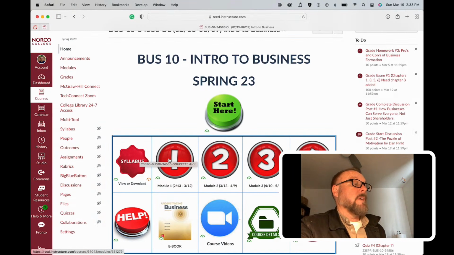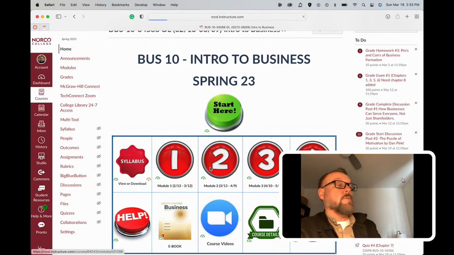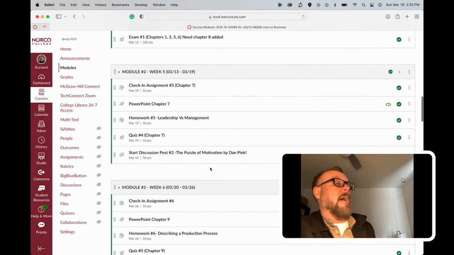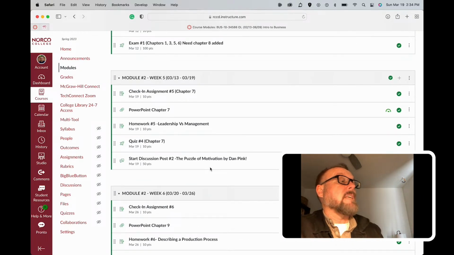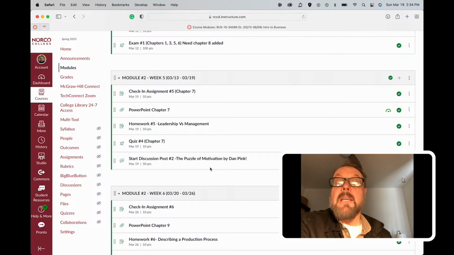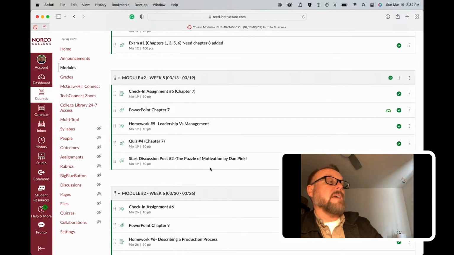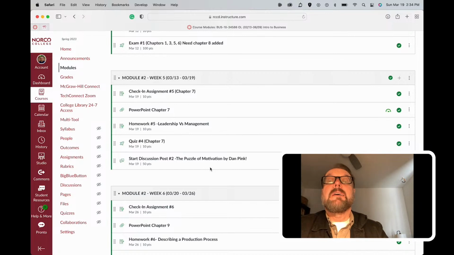And I'm going to go ahead and go into our Module 2, which is where we're at now in Week 6. And come down here just to back up a little bit. In Week 5, we looked at Chapter 7, and we discussed the difference between leadership and management. And most of you did a great job on that assignment. Yeah, there's definitely a lot of similarities between the two, but there's also some distinct differences.